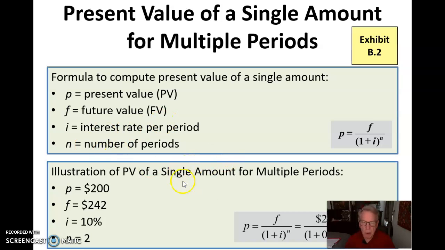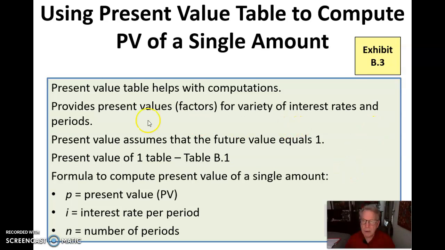Here is the present value of a single amount over multiple periods, just like I did a little bit on the Excel spreadsheets accompanying this PowerPoint. The present value tables help with these computations. They provide the present value factors for a variety of interest rates and periods. If you want to use my factors, all you have to do is take 1 and divide it by my factor. You'll get the book factors that we'll show you here in a second.